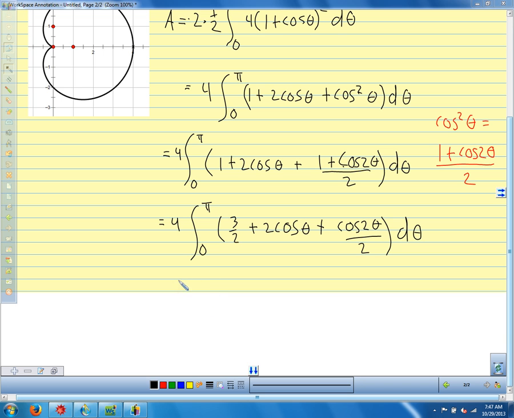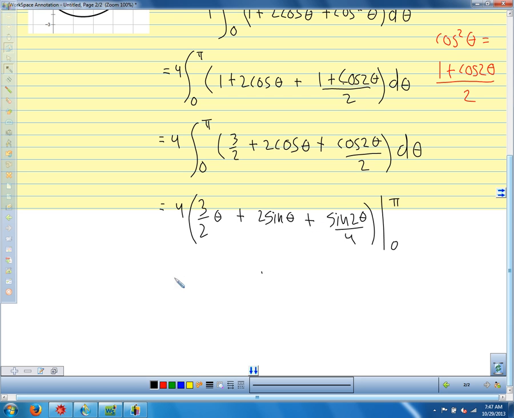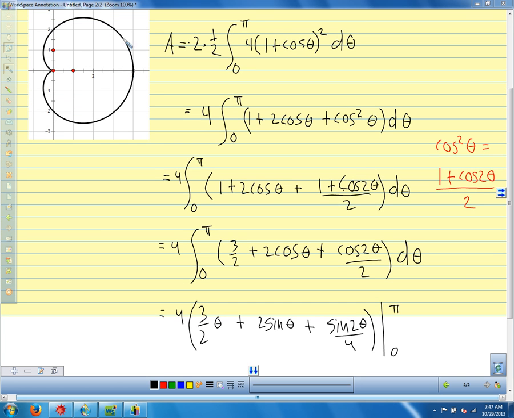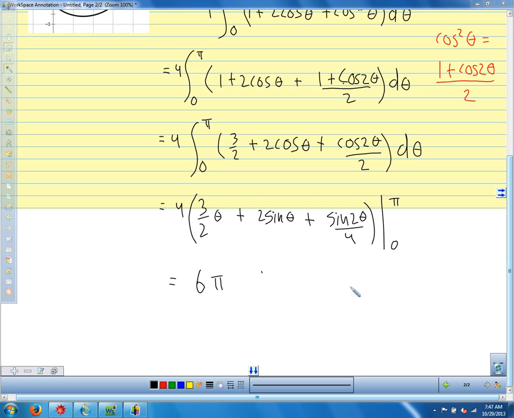And now we can evaluate our integral, so we get 4 times (3/2 theta plus 2 sine theta plus sine 2 theta over 4), when we evaluate all of those on 0 to pi. And when we add all this up, when we do our evaluation, this comes out to be 6 pi. So the area of that cardioid from 0 to 2 pi is 6 pi square units.